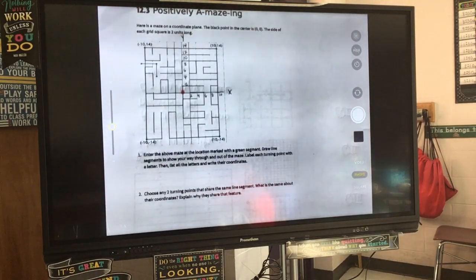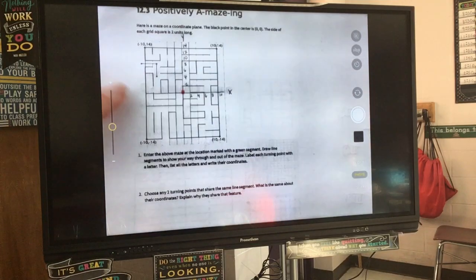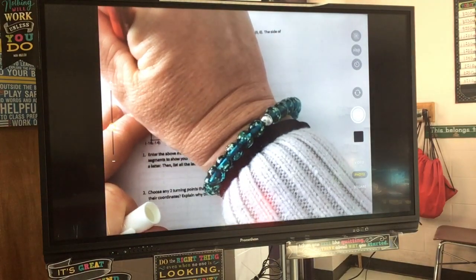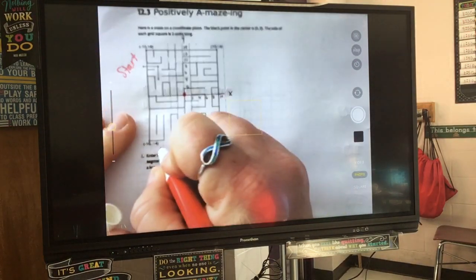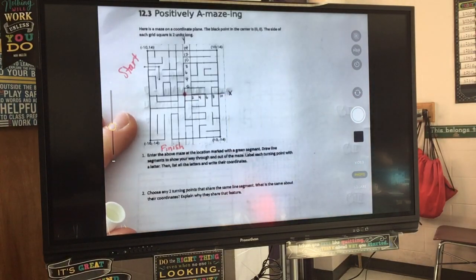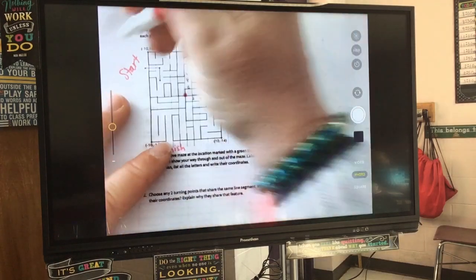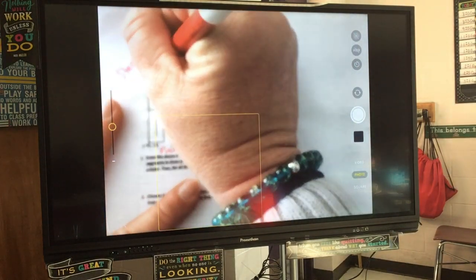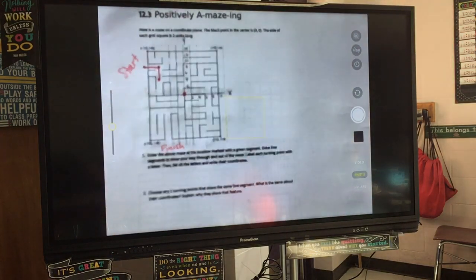Now, as in any maze, you're trying to go from the start to the finish and get through it. So what you're doing in this maze is essentially, they've already given you, this is your start, and this opening down here is your finish. Okay? So they've gone from here to here, and they've gone from here to here.